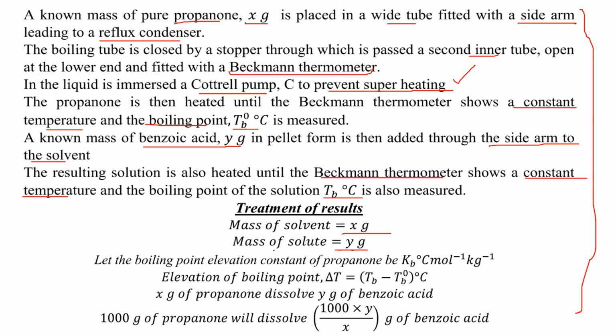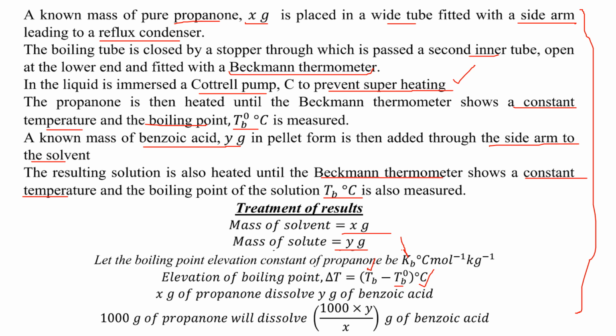Now we are going to take the boiling point elevation constant, or ebullioscopic constant, to be Kb, which is the constant in degrees Celsius per mole per kilogram. Now the elevation of boiling point, obviously we get that one for the solution, less that one for the pure solvent, and everything must be in terms of degrees Celsius.